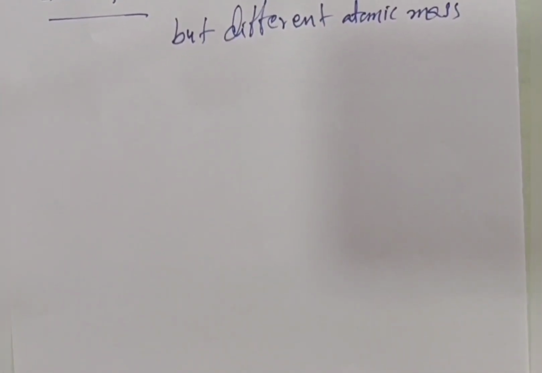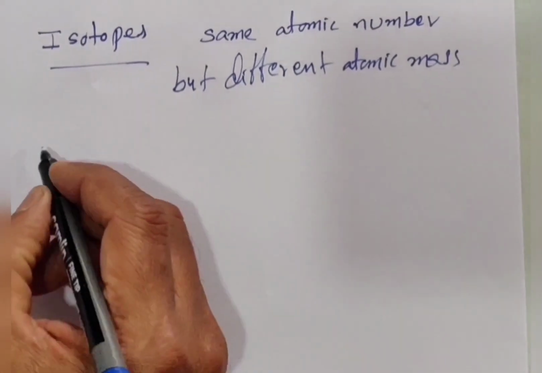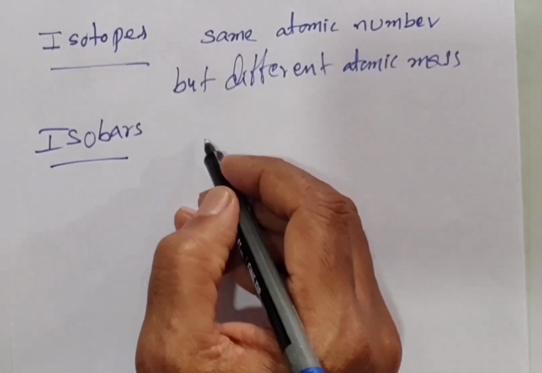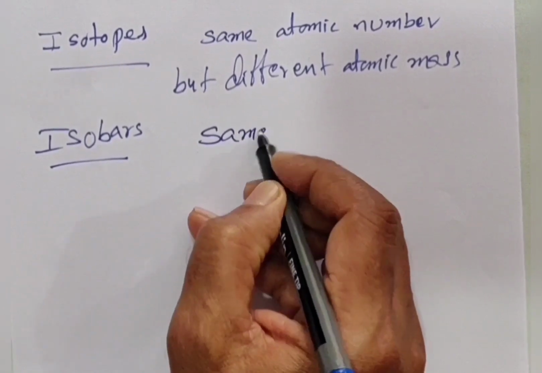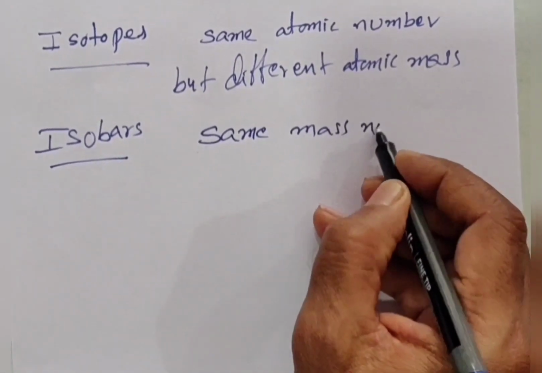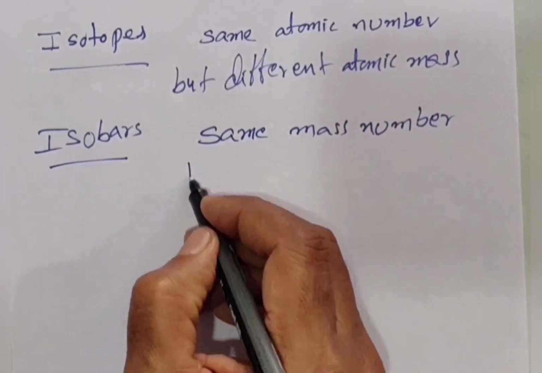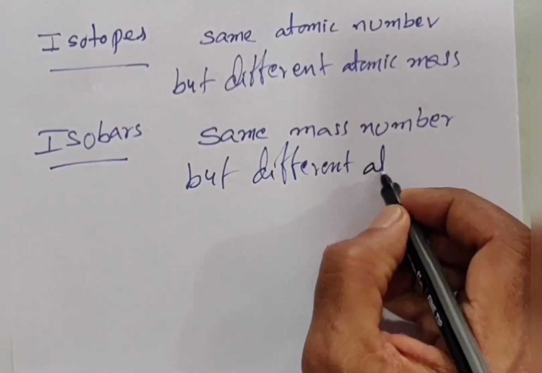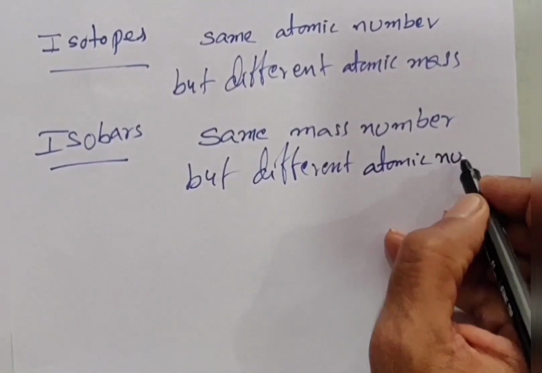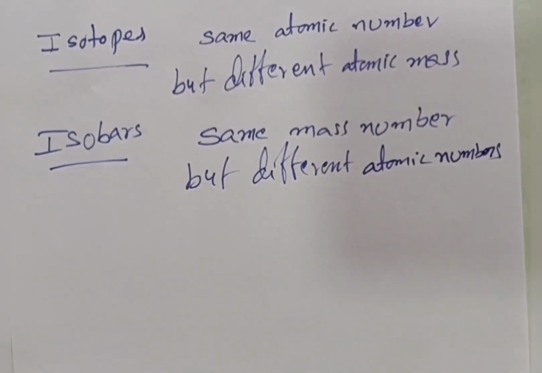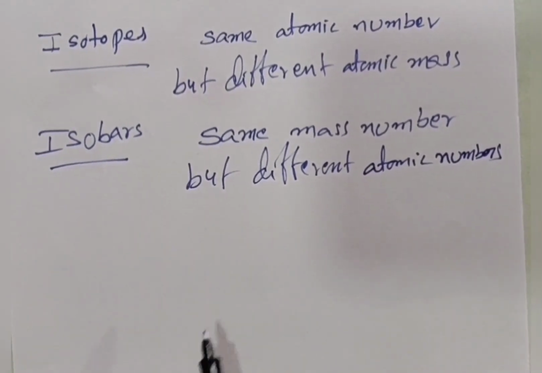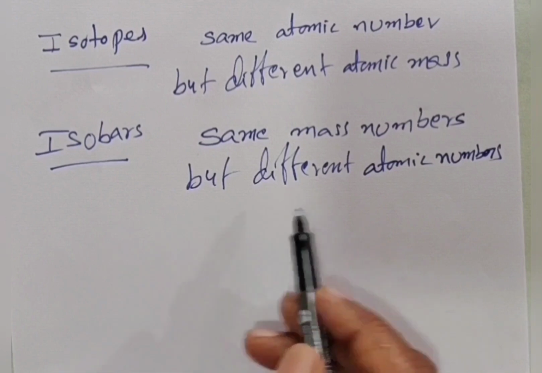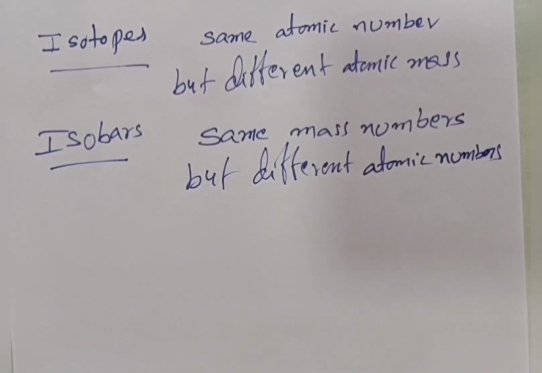And the next important term is isobars. In the simple definition: same mass number but different atomic numbers. This is the simple short way of defining isobars. Same mass numbers but different atomic numbers. You have to remember it simply.